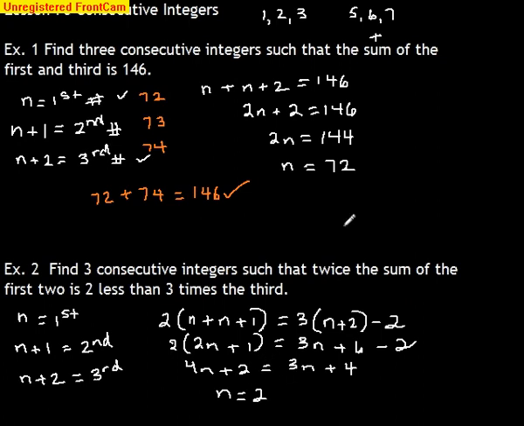You're not done yet. You want to go back up and get your, it's asking for 3 consecutive integers, so you have to go back up. N is 3. N plus 1 would be 4. N plus 2 would be 5. So that's how you do consecutive integer problems. We're going to do one more example.